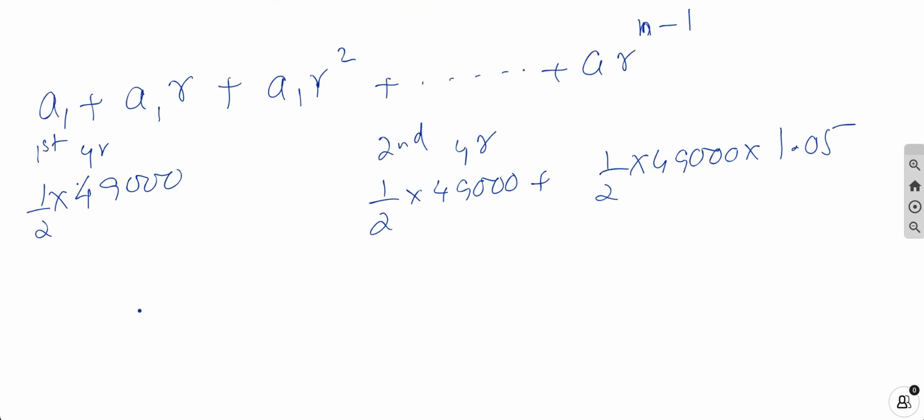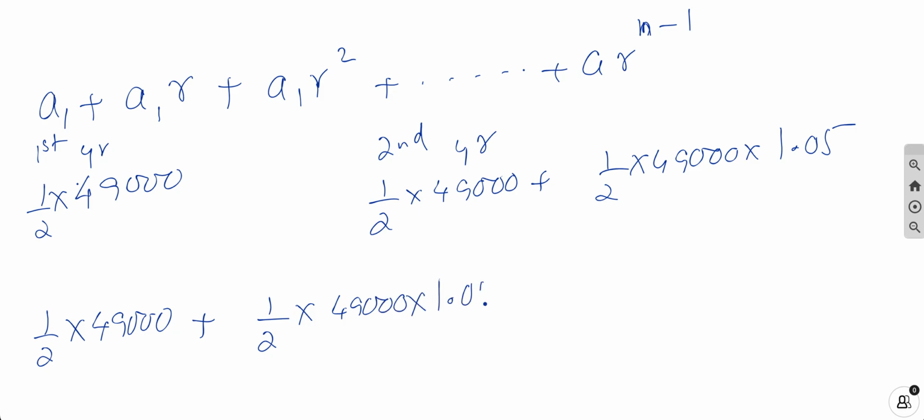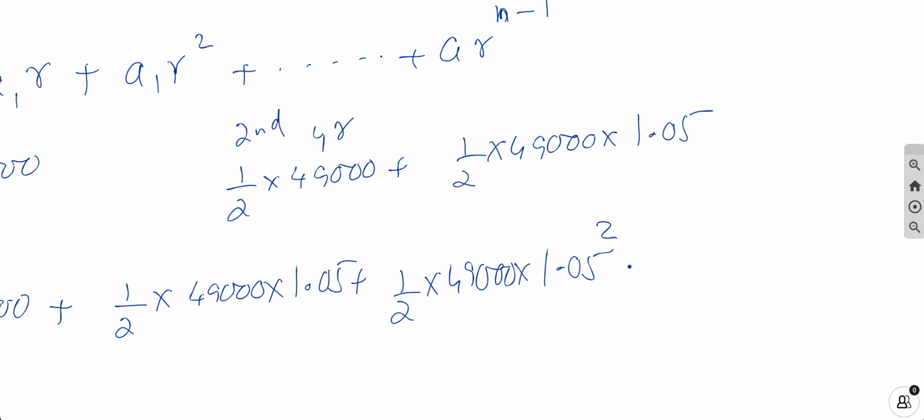1.05 on the half of 49,000 for the first year. Same way, if I continue, how much will I be doing? So I'll have, at the end of 4 years, in the fourth year I would have saved this. Whatever amount I saved in the third year, I would have earned interest for 1 year. Whatever amount I saved in the second year, I would have earned interest for 2 years. And whatever money I saved in the first year, I would have earned interest for 3 years, and so on.